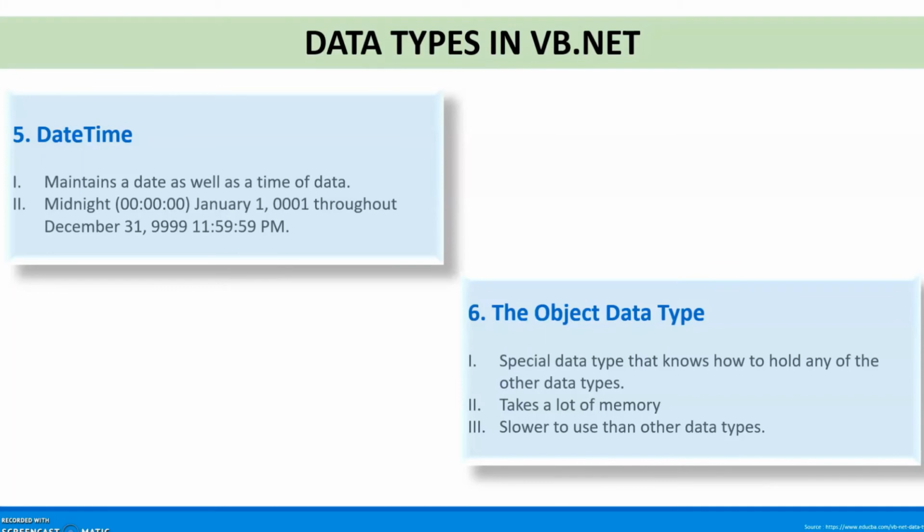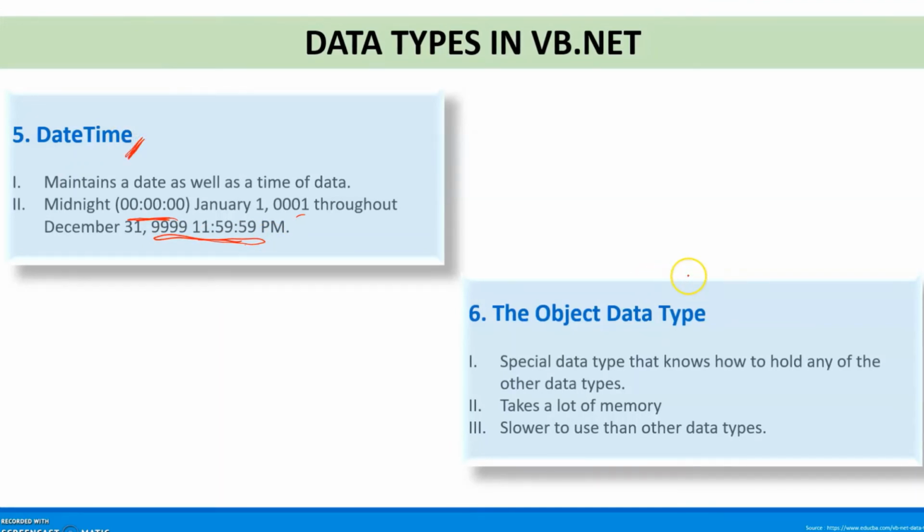Then we have date time. It's very easy. Whenever you want to store a date and time, you can simply use the date time data type. By default, the range starts from midnight, January 1, through December. This is the default value or range. So you can use date time to store the date and time.